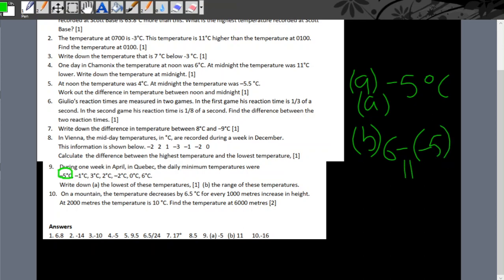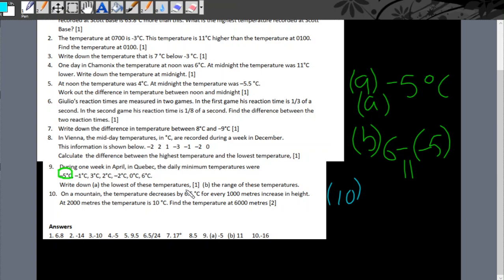Okay, question 10. On a mountain, the temperature decreases by 6.5 degrees for every 1000-meter increase in height. At 2000 meters, the temperature is 10 degrees. Find the temperature at 6000 meters.